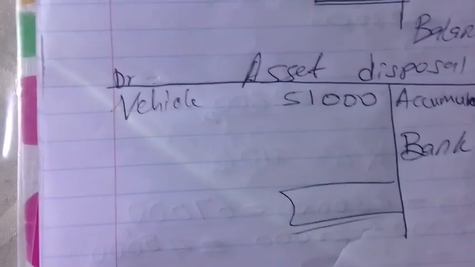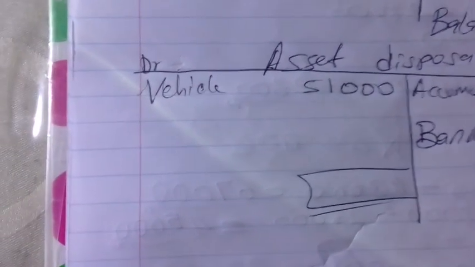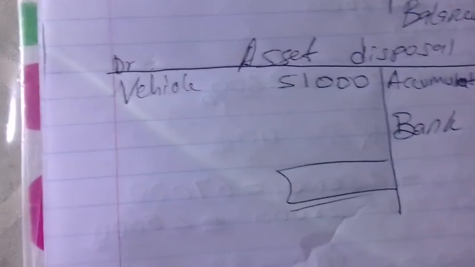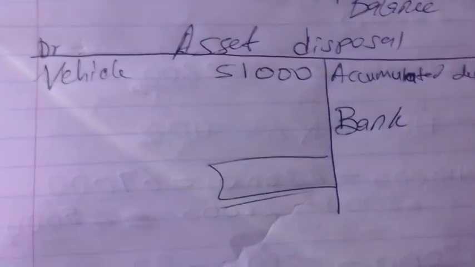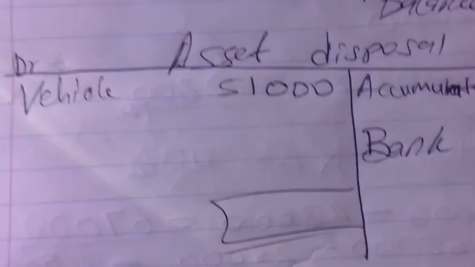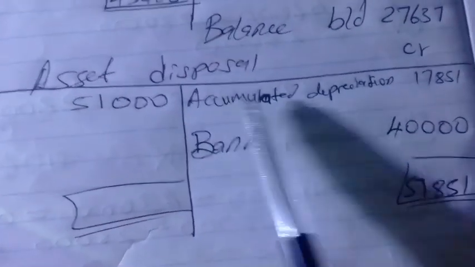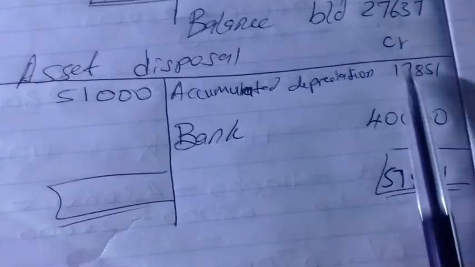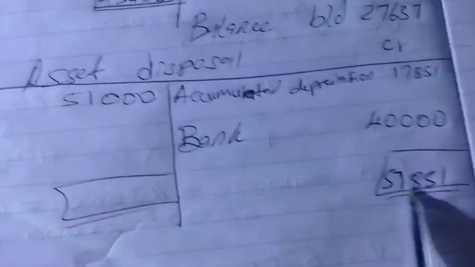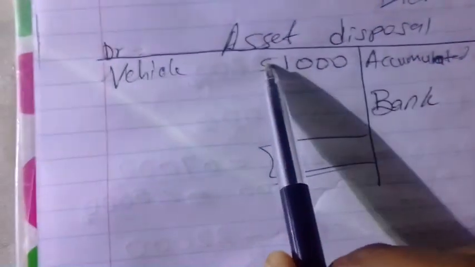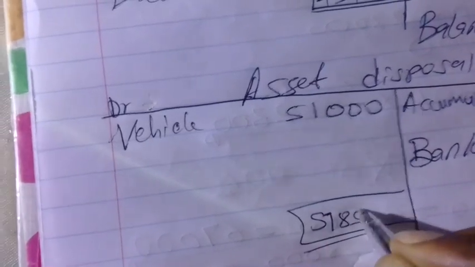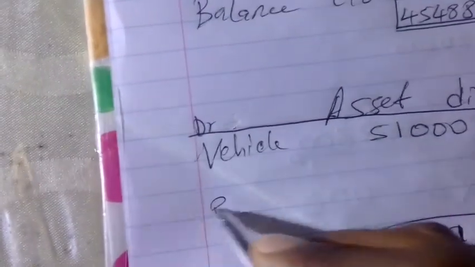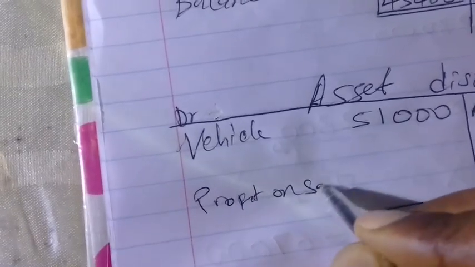Inside our asset disposal ledger account, you must add the credit side and compare. Our aim here is to calculate our profit on sales of an asset, or it can become a loss on sales of an asset. After adding my credit side, I got 57,851. It's greater than the debit side, so we're going to have a profit. It means we're going to say profit on sales of asset.